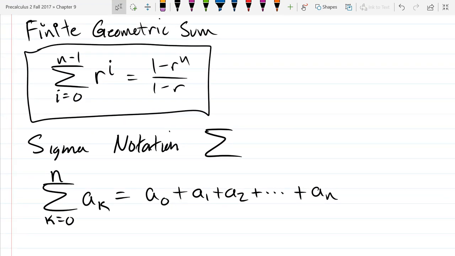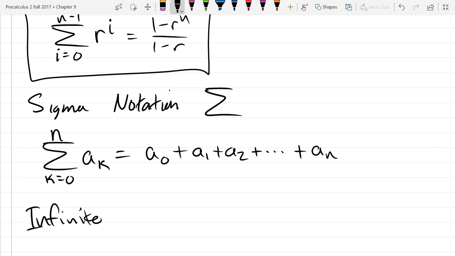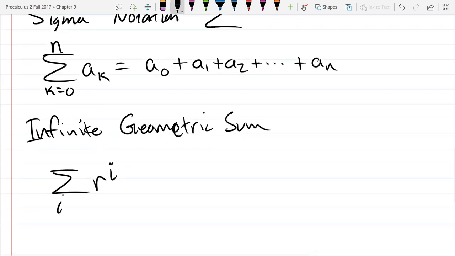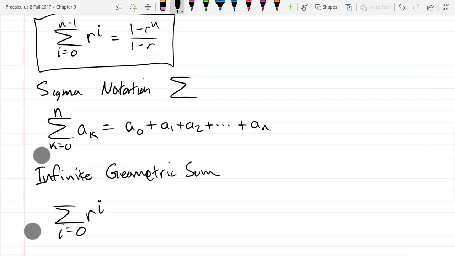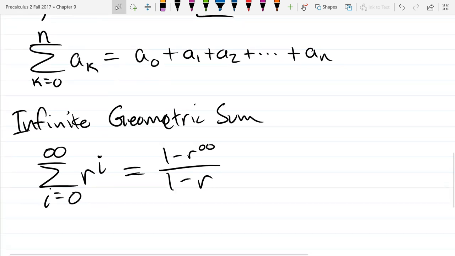So that's the finite geometric sum. Now let's look at the infinite geometric sum. The difference between finite and infinite is how many terms. So instead of having n or n minus 1 terms total, we're now going to have infinite terms. So we put infinity at the top. Let's just naively replace little n by infinity. The only strange term in here is this r to the infinity power. What in the world is that going to be?